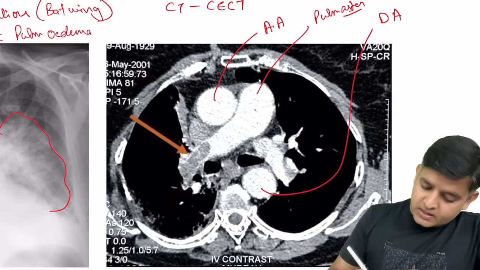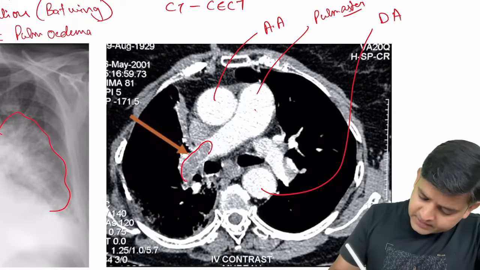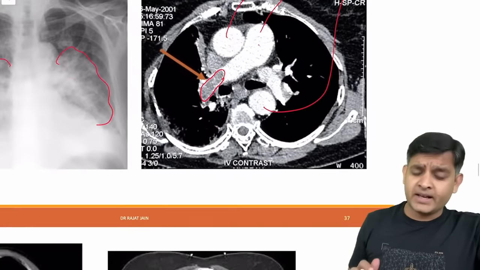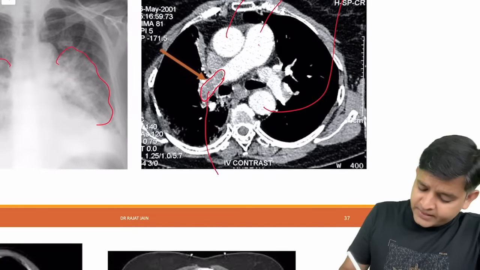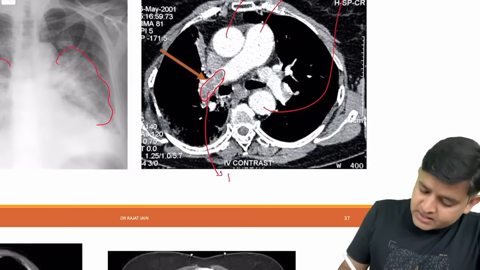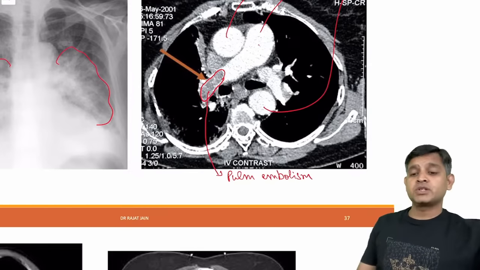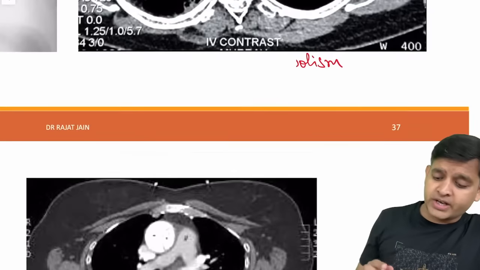What do we see? I can see a filling defect in the pulmonary artery. And if I am seeing the filling defect in the pulmonary artery, what is my answer? My answer is pulmonary embolism. Okay.